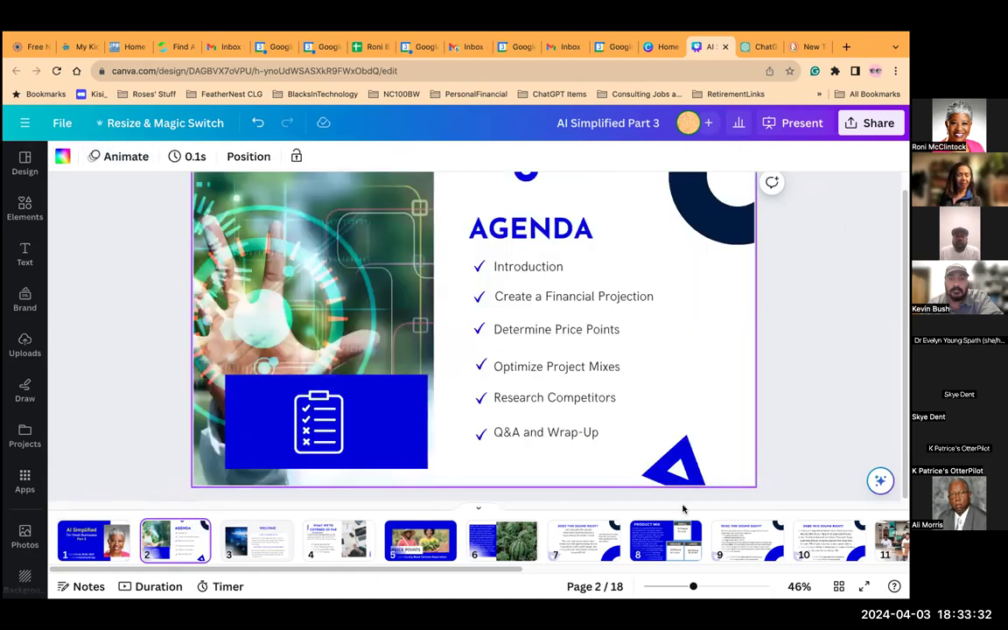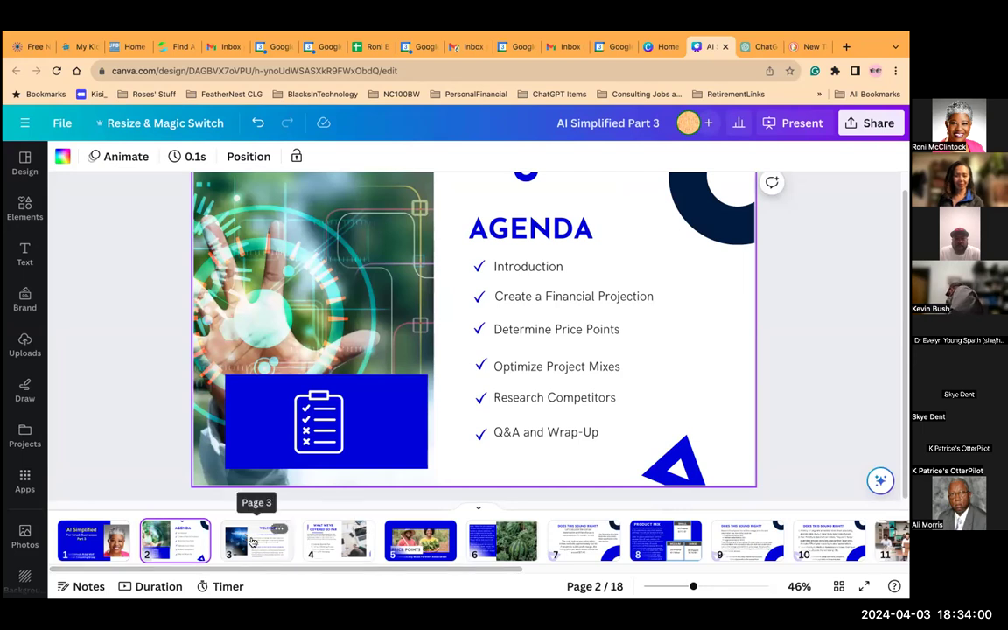We have a very full agenda today. I'm going to do a little recap of why we're here, what we're doing, what this stuff is about. And then we're going to talk about creating your financial projections using AI, determining price points for different products and services, how to optimize your product mixes. And then I'm going to show you how to research your competitors using AI.